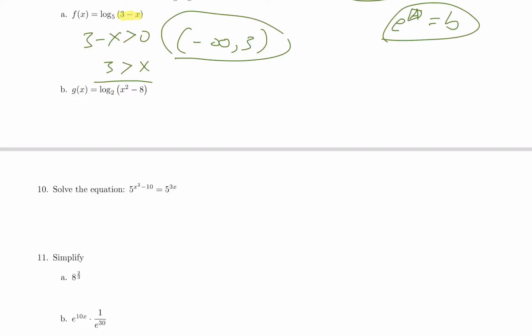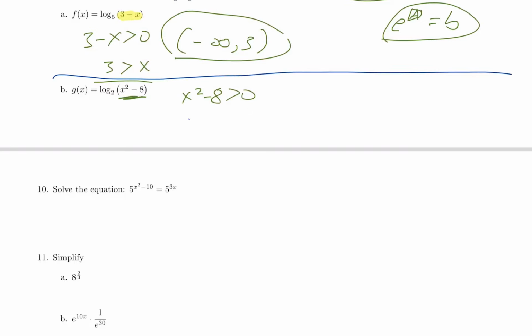Okay, same idea. The input has to be greater than 0. Let me use a different color to avoid confusion. So we know that x squared has to be greater than 8. When is x squared greater than 8? It will be greater if x is greater than the square root of 8, or if x is less than negative square root of 8.